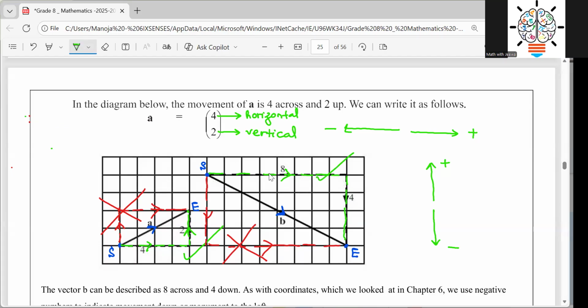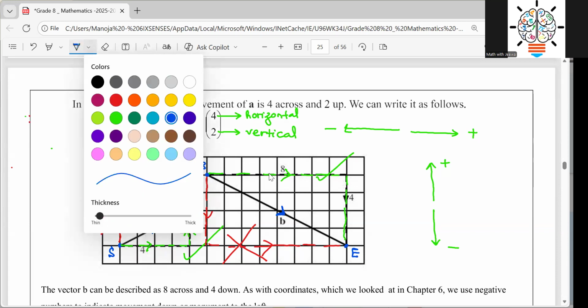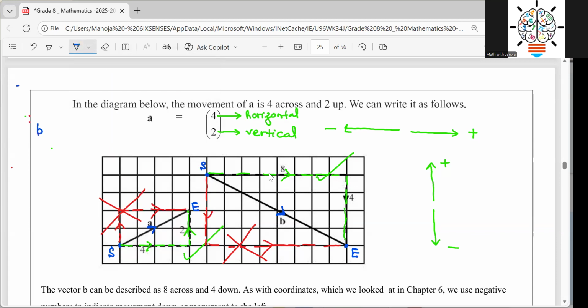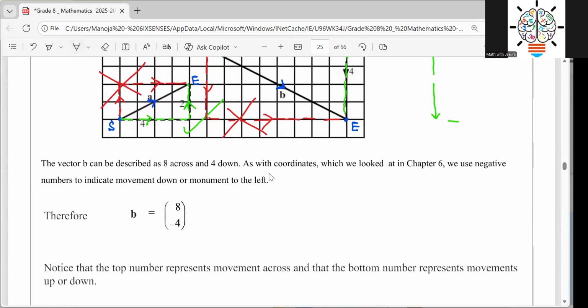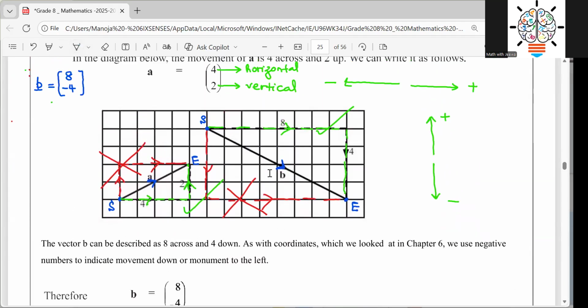How many steps do I go to the right side? 8 steps I am moving: 1, 2, 3, 4, 5, 6, 7, 8. And then I want to go down. If you are going down, how are we going to show this? Here I have vector B that I'm explaining. I write 8 here because this is the horizontal movement. And then vertically I go down 1, 2, 3, 4, so I write -4, right? Then for vector B, you write 8 and -4. Hope it is clear for all of you.